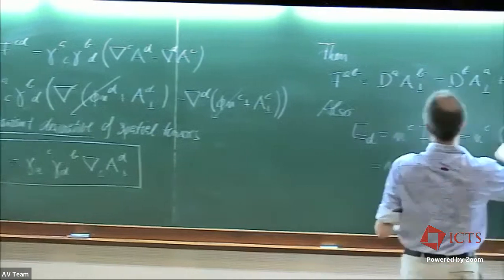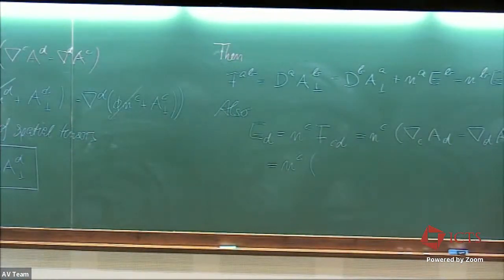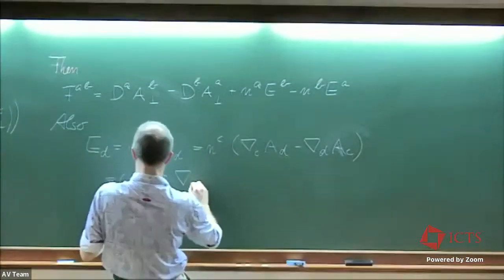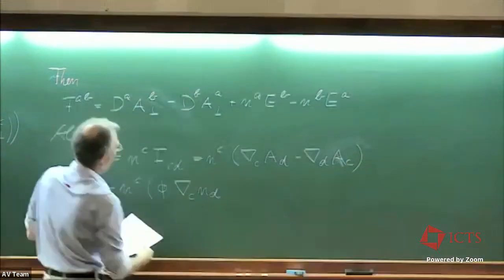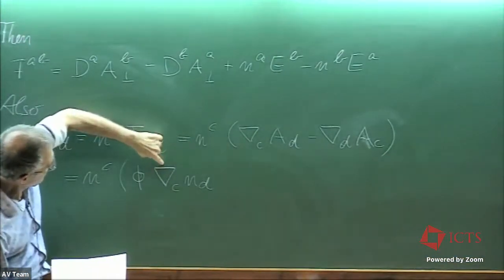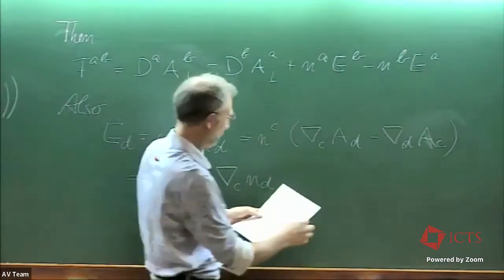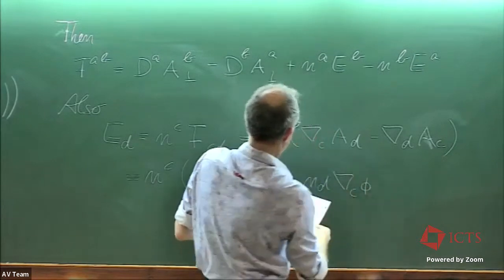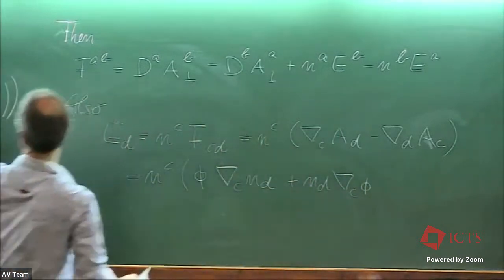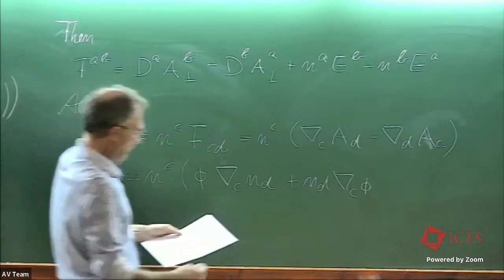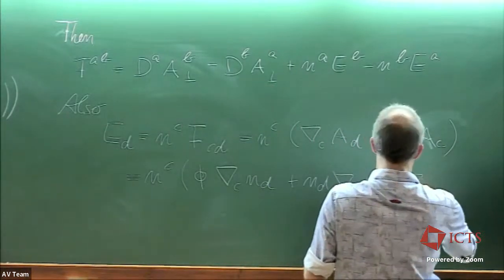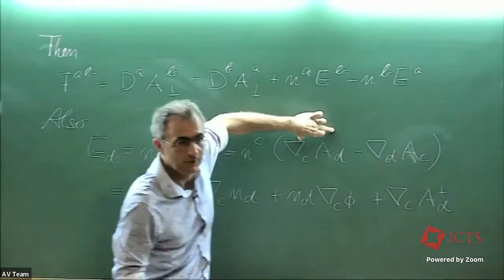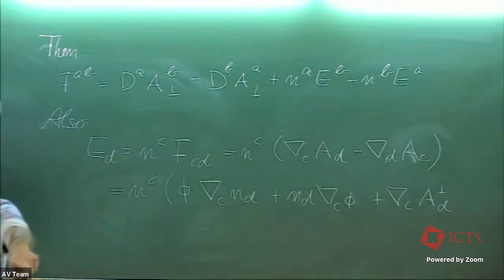So the first term will be when I insert this and then take the derivative of n, so there will be a phi outside, and then I have a derivative nabla c and d. Okay. Then I get basically another term by acting with a nabla c on the phi term. So this will be plus and d nabla acting on c phi. Then I get the derivative acting on the spatial part, A spatial. So that gives me a plus nabla c A perpendicular d. That completes this first term. Does that make sense?